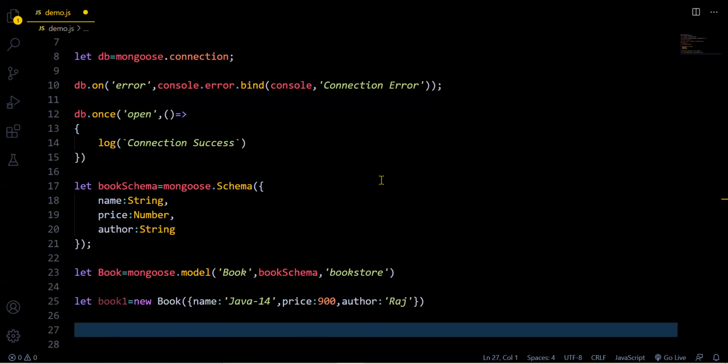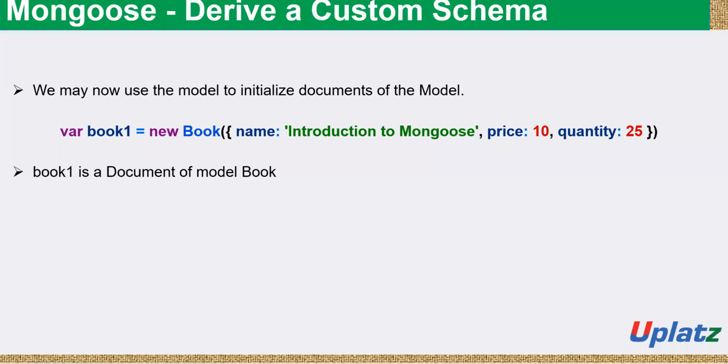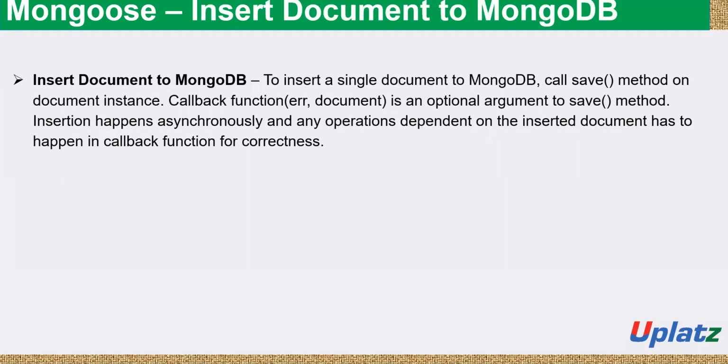And now on this object book 1, we need to call a method called save. To insert a single document to MongoDB, we need to call a method called save on the document instance. And it is going to take one callback function with two parameters, error and the document which is inserted. This callback function is an optional argument to the save method, where insertion happens asynchronously and any operations dependent on the inserted documents have to happen in the callback function for correctness.